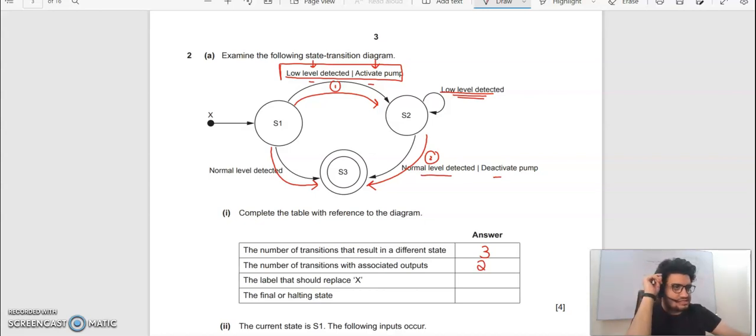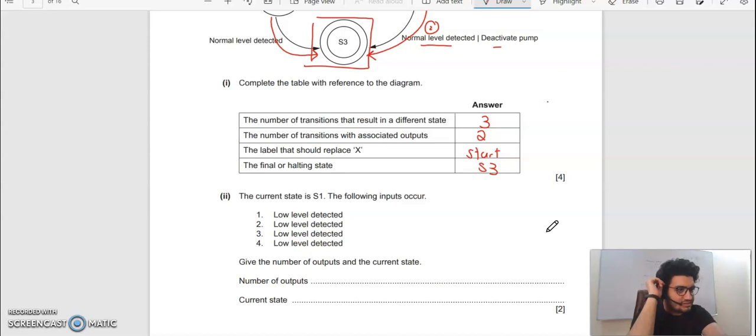The label that should replace X, well, of course, that's going to be start. Simple as that. And the final or halting state, guys, you can clearly see that the halting state is S3. Why? Because you can see that this is the state from where you're not transitioning anywhere. Have a look at this. Once you reach state 3, you are not going to go anywhere. It's just going to stay there. So S3 is the final state.